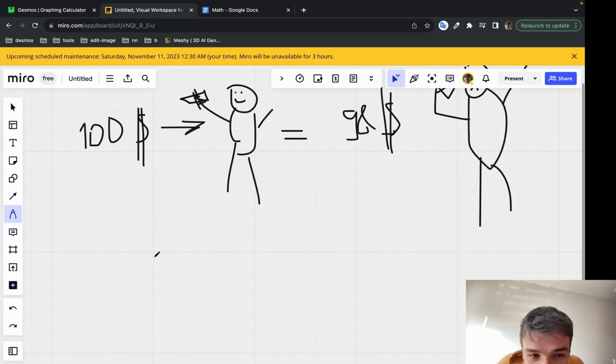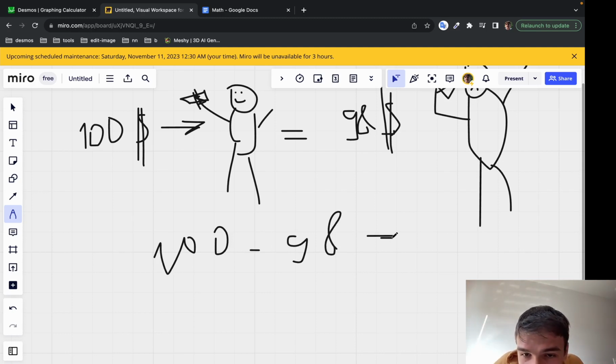So knowing this, we can say 100 minus 98 is going to result in 2. And what is 2?